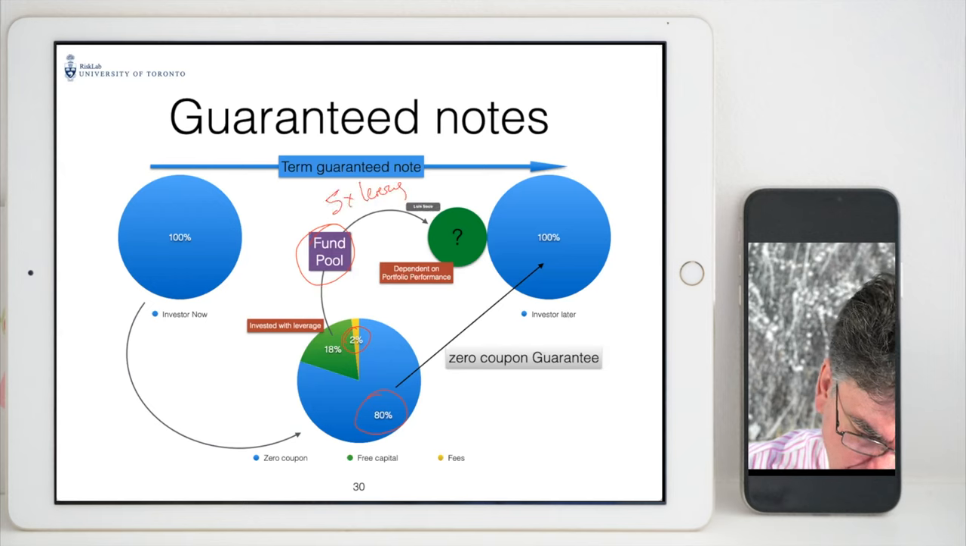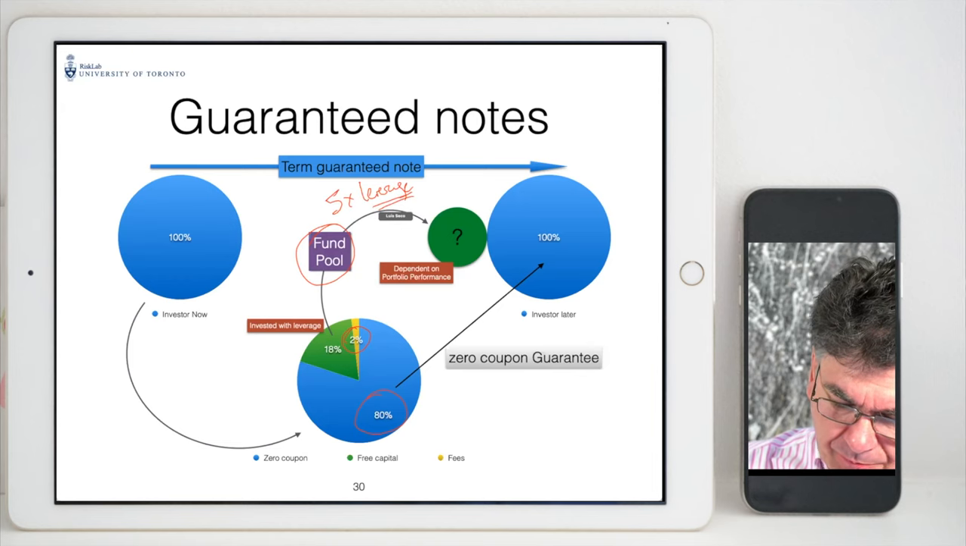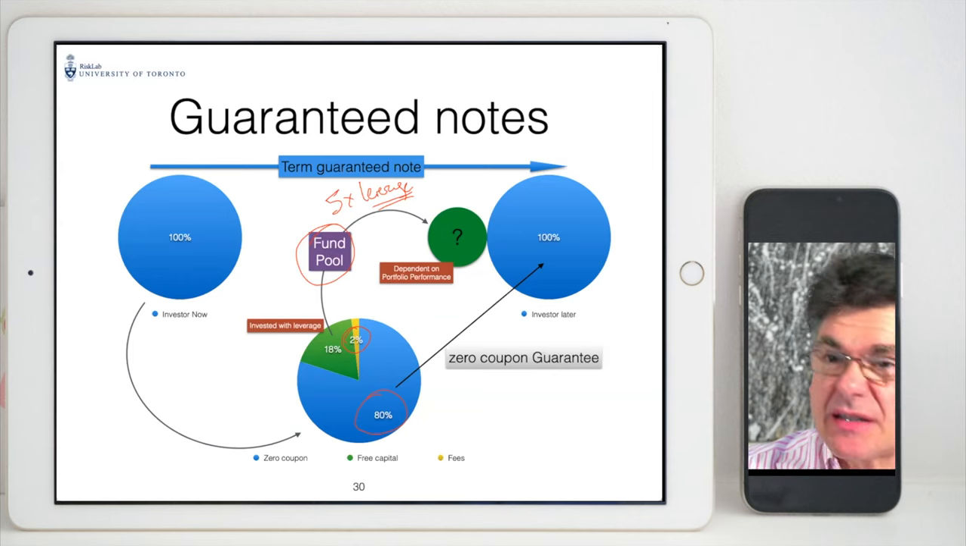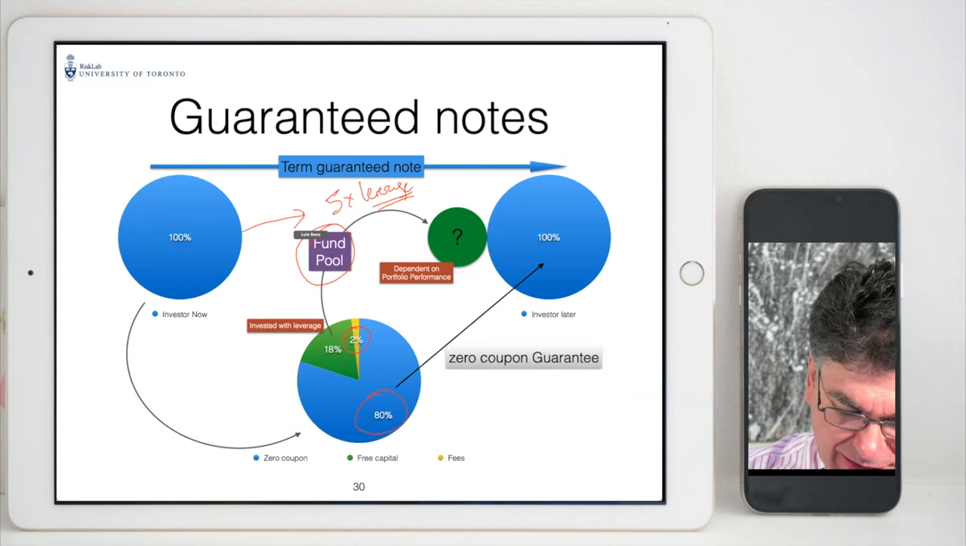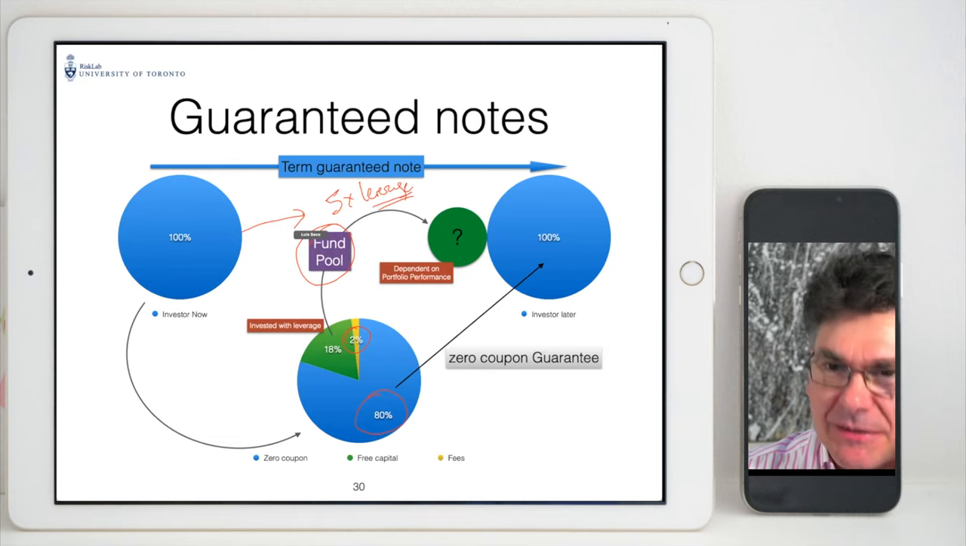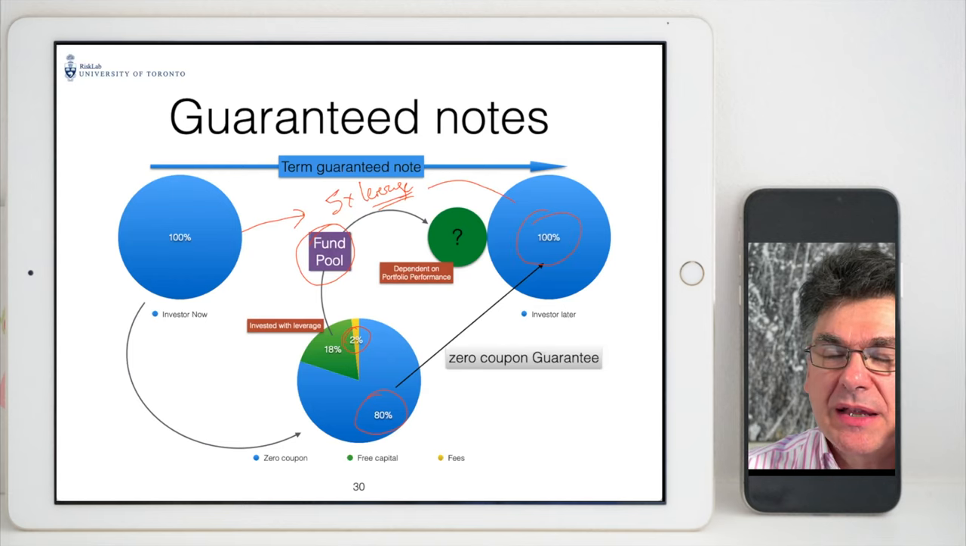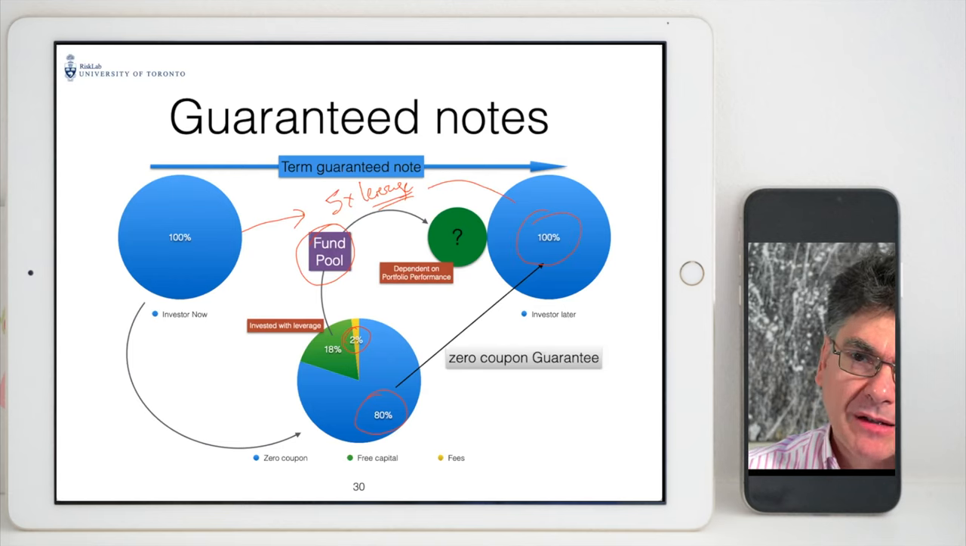Okay, and then with that, I am investing almost the same amount of money as I would have without the guarantee, but now I have a guarantee. And the result is that the investor has access to almost 100% of the upside with downside protection. Okay? This is the magic of how guaranteed notes work.